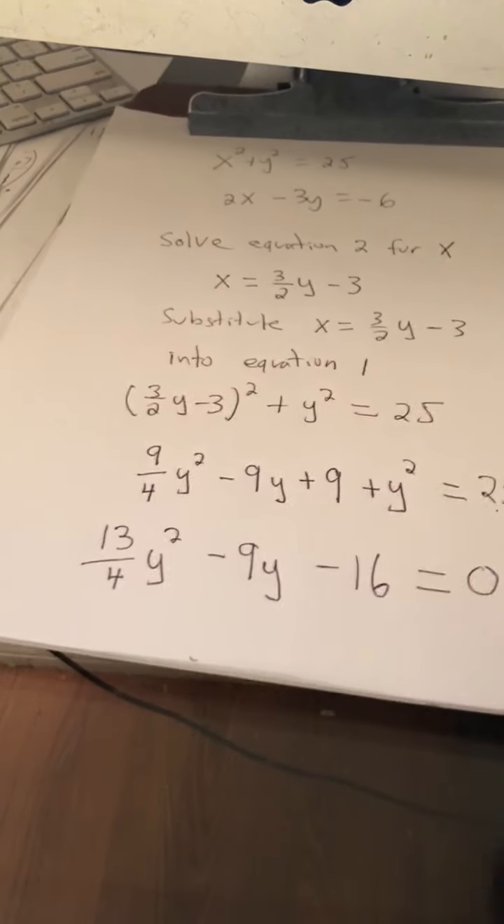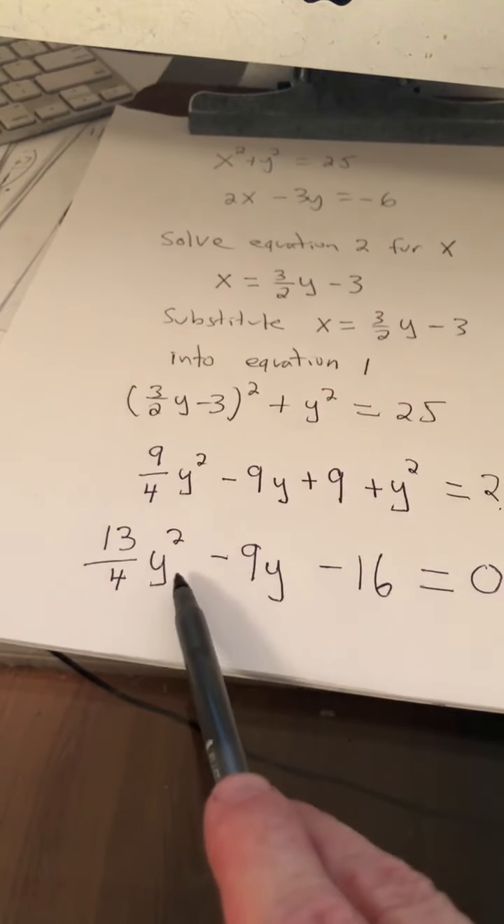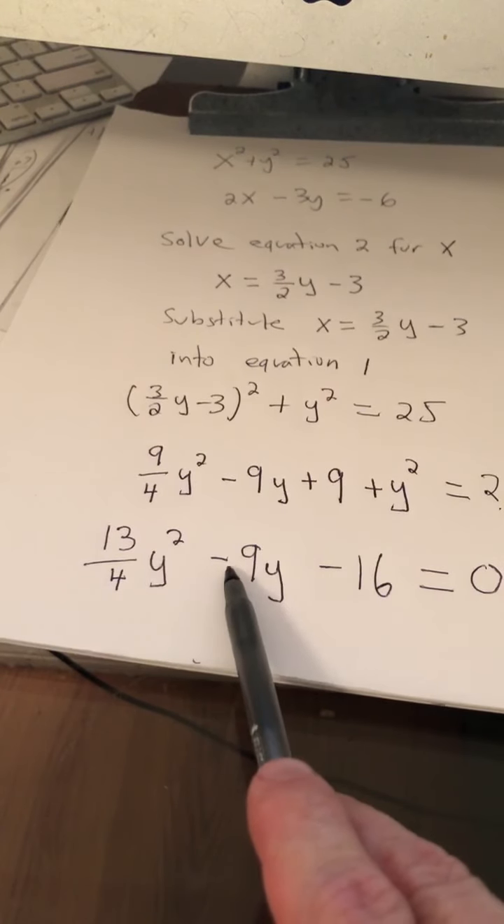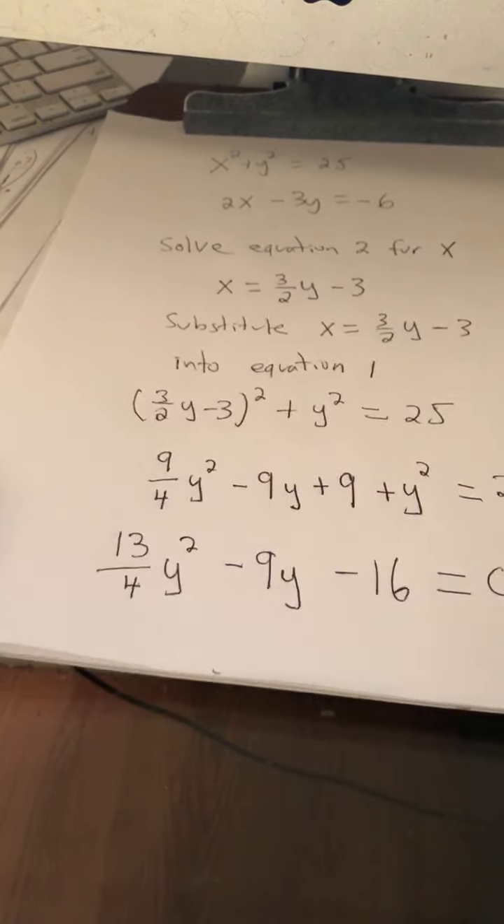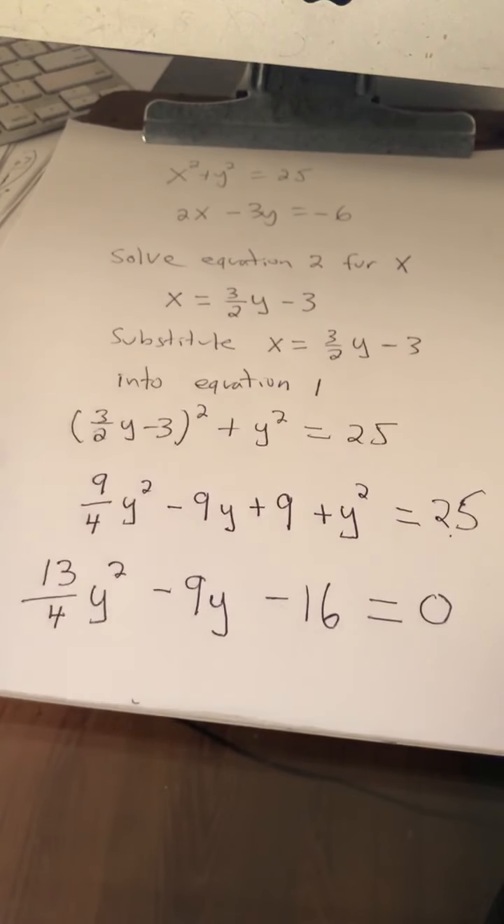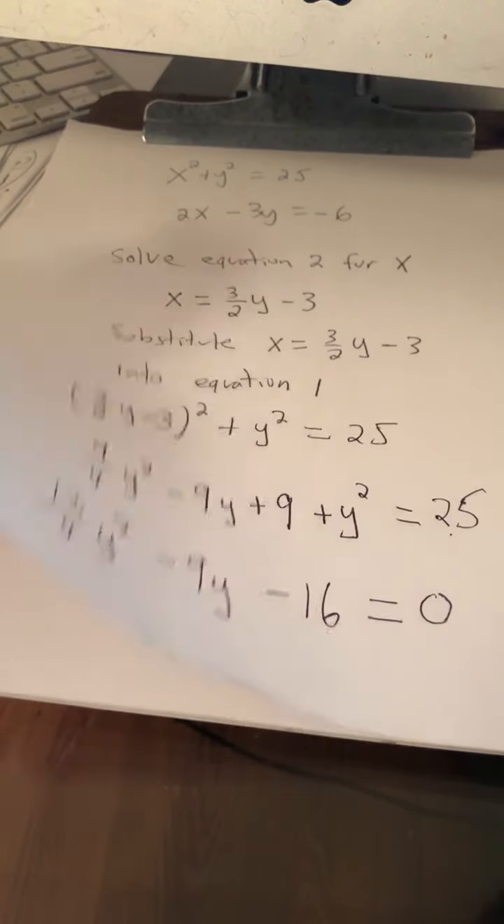So here's where we are right now. We have 13/4 y squared minus 9y minus 16 equals 0. We're making progress. I think what we want to do is clear the fraction by multiplying both sides by 4. So let's do that starting on the next page.